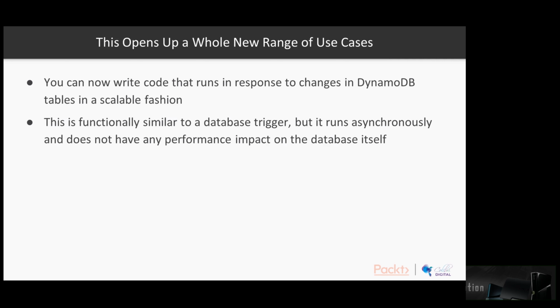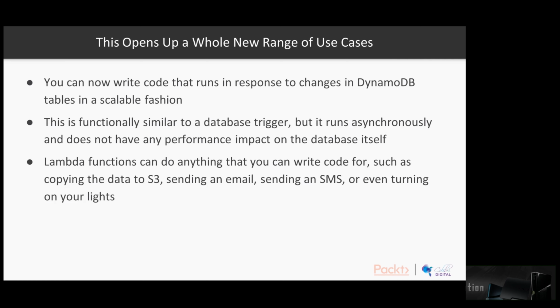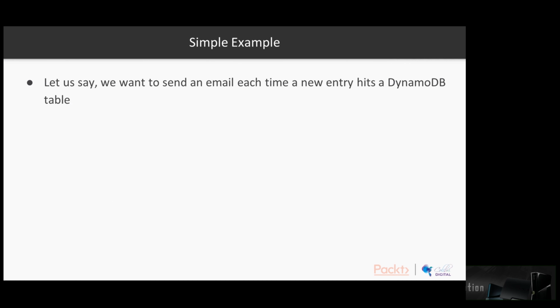Kind of functionally similar to running a database trigger, but the difference is a Lambda function runs asynchronously, so there's no performance impact on the database itself. And Lambda functions can literally do anything that you can write code for. Copying data to S3, sending an email, sending an SMS, or if you really want, turning on your lights at home. So simple example, let's say we wanted to send an email each time a new entry hits DynamoDB.